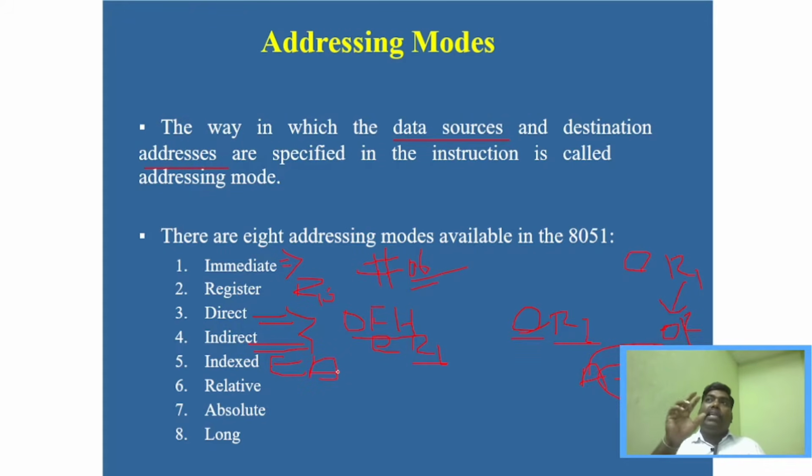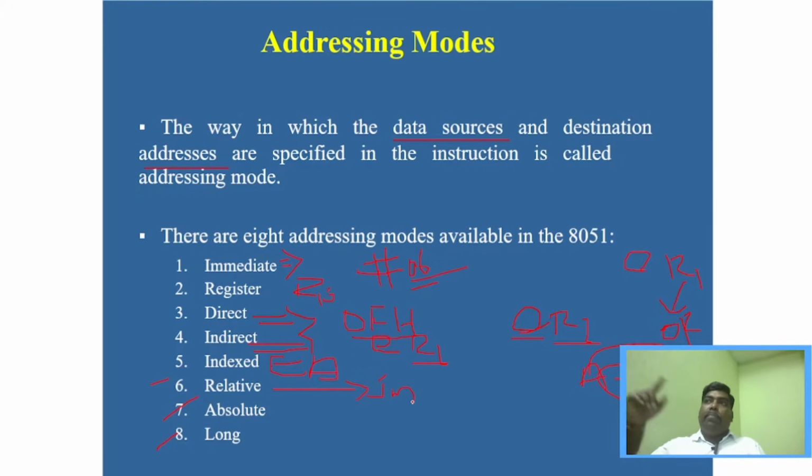So in indexed addressing, we use index pointers to calculate the address. We have to calculate it, right? What is relative addressing? You can see there is relative, absolute, and long. Relative addressing is similar to index addressing. We also calculate the address here, but this address is calculated for the jump or call instruction. That is called relative addressing.